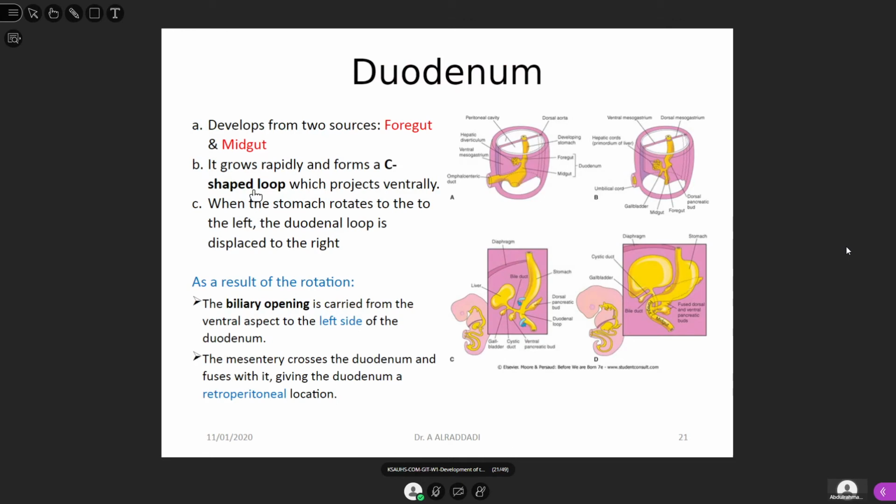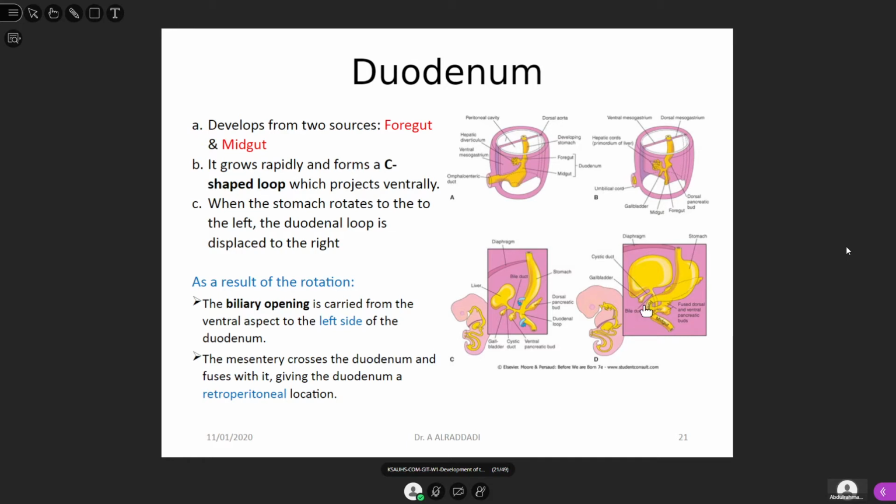The duodenum develops from two sources, as we mentioned: the upper half from the foregut, the lower half from the midgut. It grows rapidly and forms the C shape. So the C shape is a result of the rapid growth of the duodenum. When the stomach rotates to the left, the duodenal loop is displaced to the right. So when the stomach rotates along the anterior-posterior axis to the left side, the duodenal loop will displace to the right side.